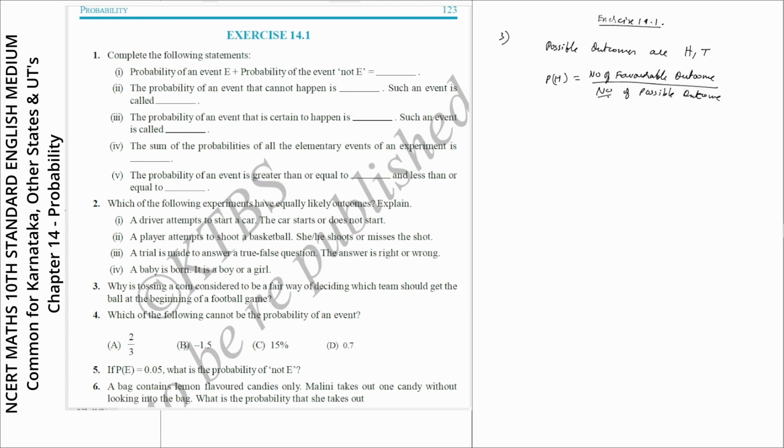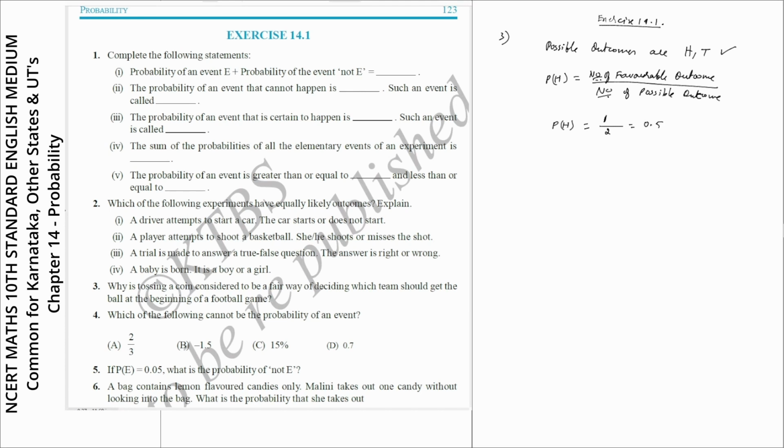So this is the definition of the probability of an event: favorable outcomes by possible outcomes. What is the number of possible outcomes? Here it is 2, as only head and tail can occur. And what is the number of favorable outcomes? Head occurs only once, that's why 1. So 1 by 2 is 0.5.